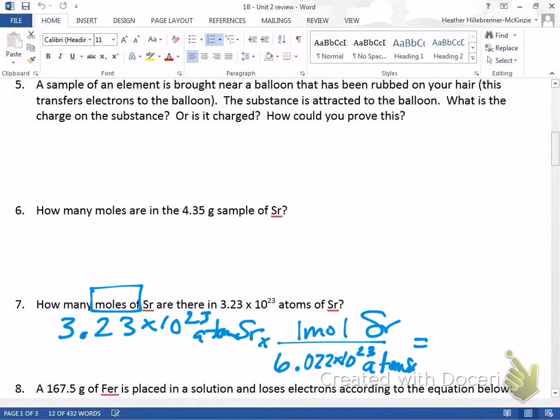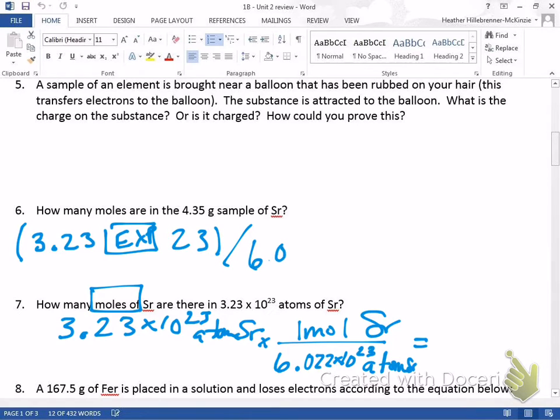How does this go into your calculator? In parentheses. And EXP. So 3.23 EXP 23 divided by 6.022 EXP 23. What do you guys get? 0.536? Sorry, y'all. This thing has a delay and I can't see what I'm writing. 0.536? Yeah. Units.